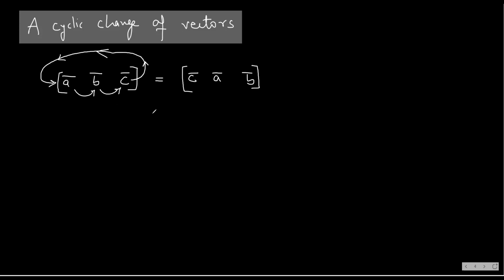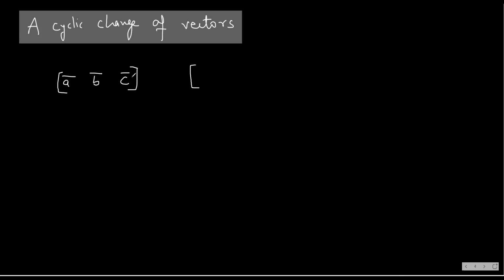This is cyclic change. And when there is a cyclic change, remember students, the scalar triple product that you get, its value remains the same. The scalar triple product that you get after the cyclic change, the value will remain the same.